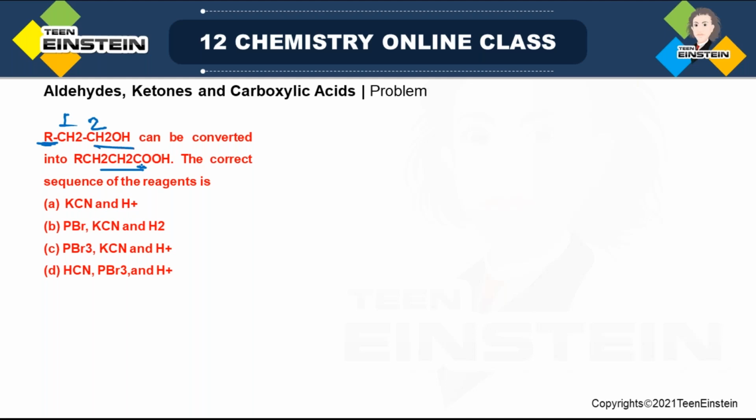That means you have to increase the number of carbon. Now what reagent will you use? The correct sequence of reagents, sequence of reagents means one by one you can use. In the first option, KCN is mentioned. Now when you are using KCN, at first glance it seems this OH will be converted to CN, as if by nucleophilic substitution, OH is replaced by CN, right? And then once you get RCH2CH2CN, and if you are doing hydrolysis, now when I say hydrolysis, it must be acid, and sometimes it is mentioned also as H3O plus, both are fine.